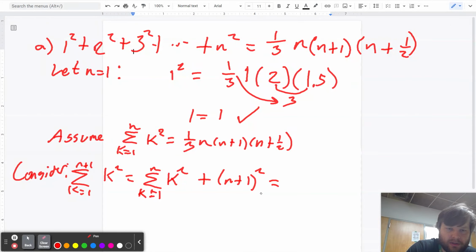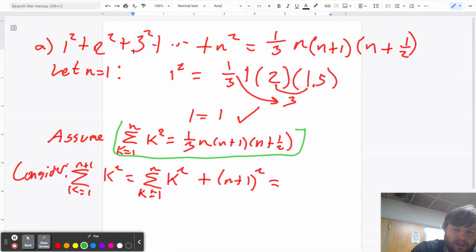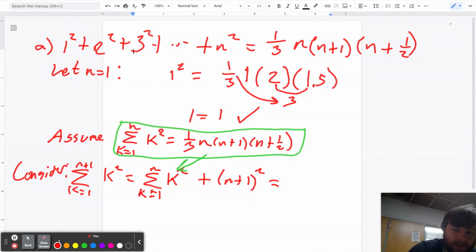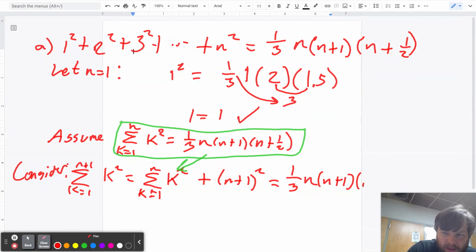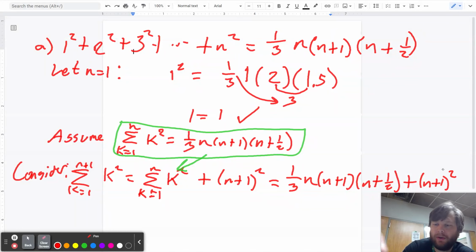Then right here's the crucial thing. We're always going to use our inductive hypothesis. So let's do it right there. Now what we have is the formula 1/3 times n times n plus 1 times n plus 1/2, plus an extra n plus 1 squared, because that's the new term. That's the next domino in the line.